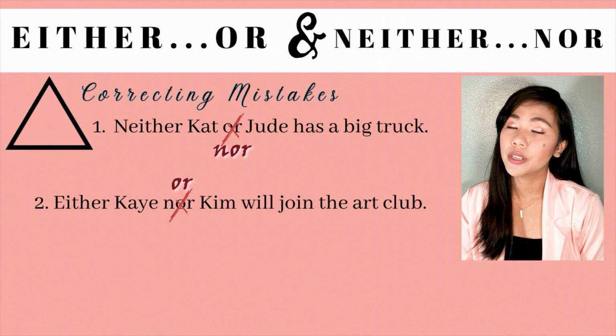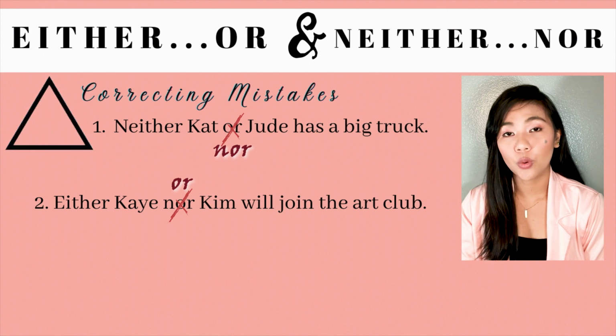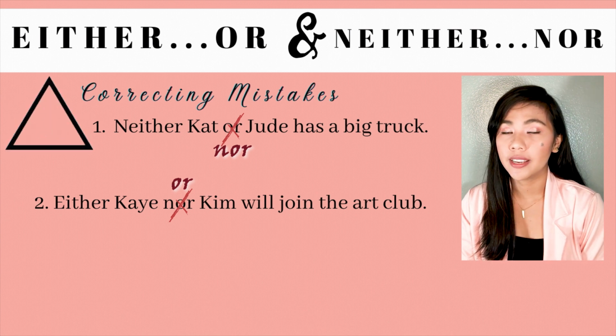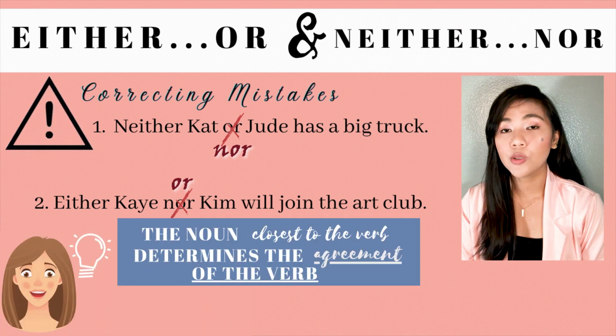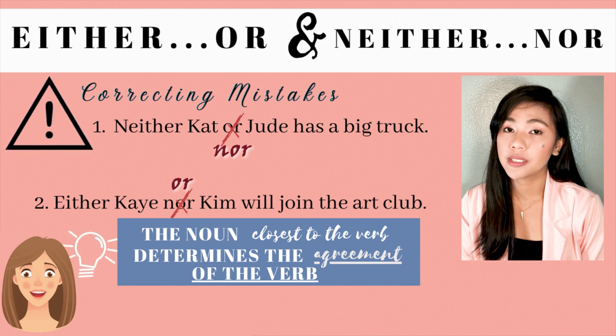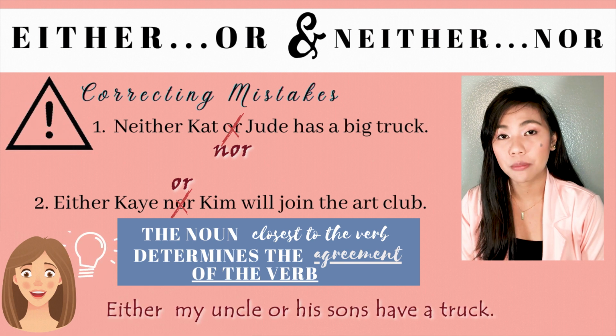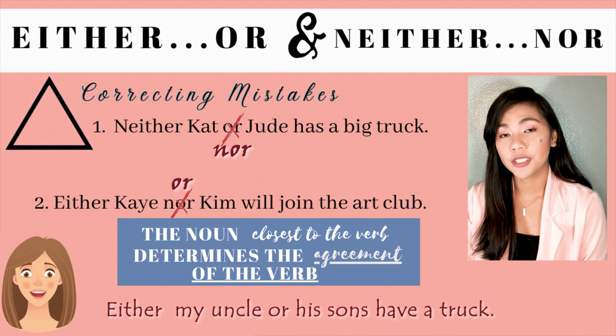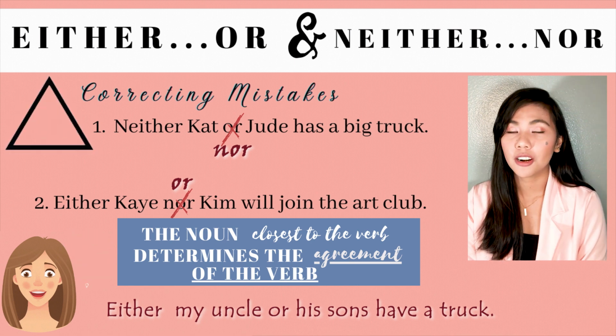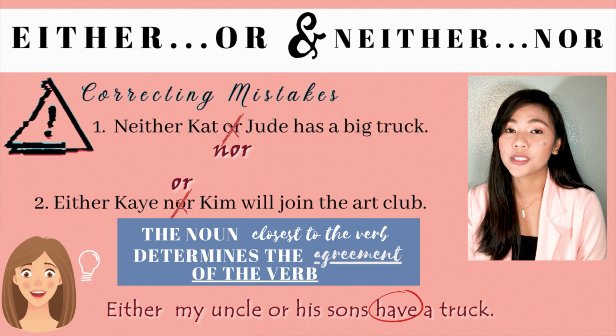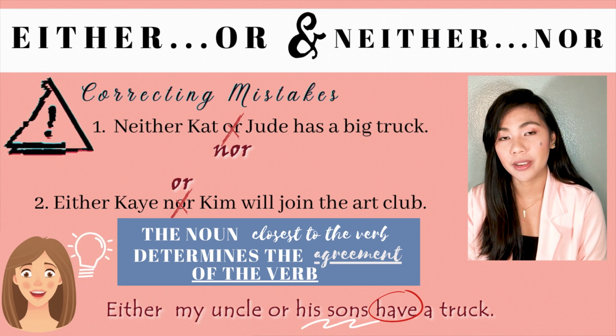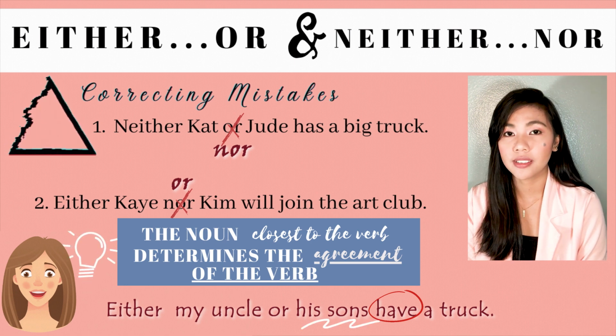Just keep in mind when using either...or and neither...nor in a sentence, the noun closest to the verb determines the agreement of the verb. For example, "Either my uncle or his sons have a big truck." Here, our verb is "have," because the noun closest to the verb is "sons," which is plural.